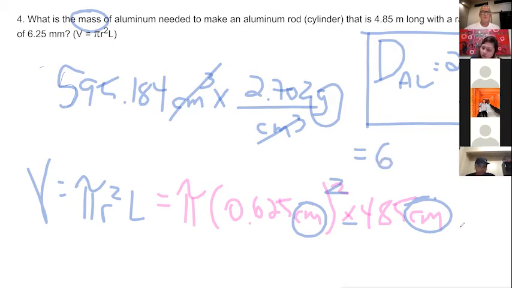1606.99. Was it 6006 point? No, I got 1606. Oops. Okay. So 1606. Okay. Point what? 9968. 9968 grams. All right. So how many significant digits should we be using in this answer?